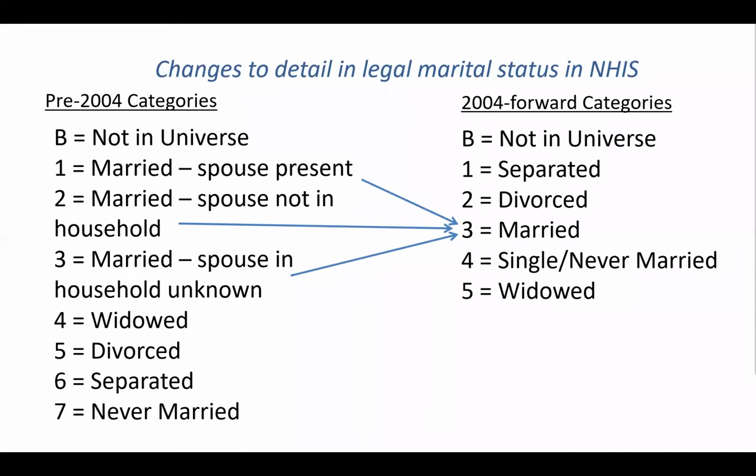from the married variable. It's not included anymore. So that's one thing to note. The other thing is the numeric codes have changed, right? So separated was a code of 6 prior to 2004. Beginning in 2004, it's a 1 in the original data.